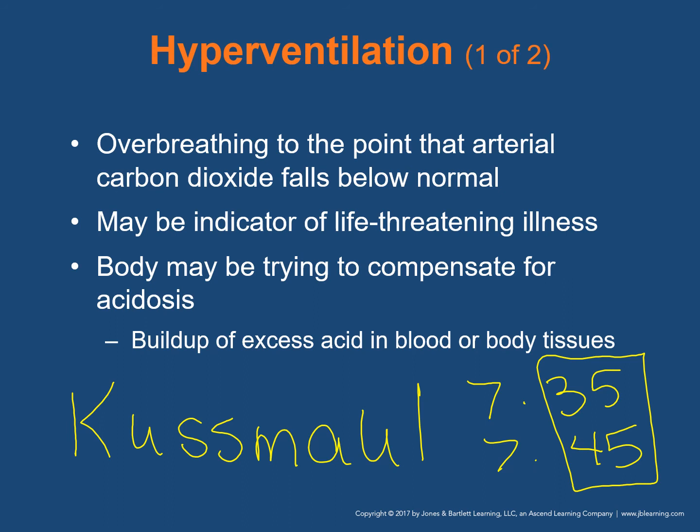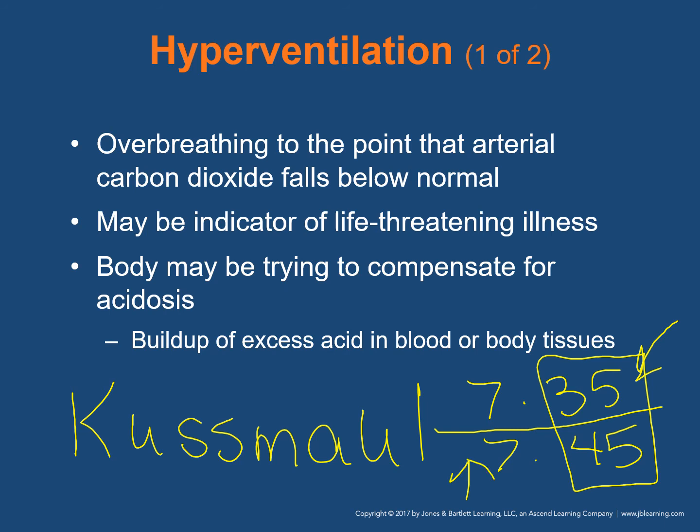So the pH likes to be 7.35 to 7.45. Carbon dioxide likes to be 35 to 45. If we're breathing fast and over breathing and exhaling that carbon dioxide, our carbon dioxide level is going to be below 35. Now, our pH, if we're below 7.35, we're pretty acidic. If we're above 7.45, we're what's called base or alkalotic.